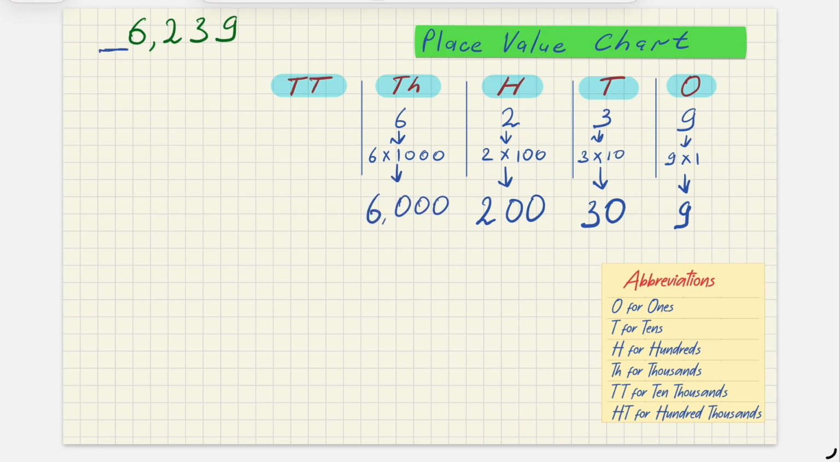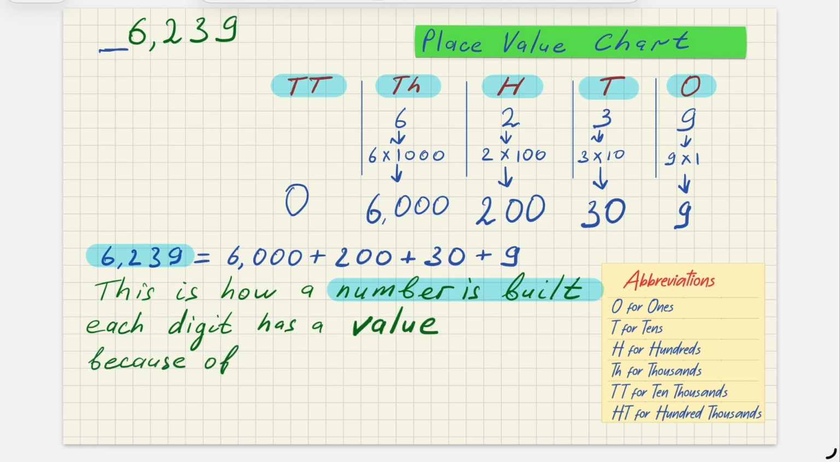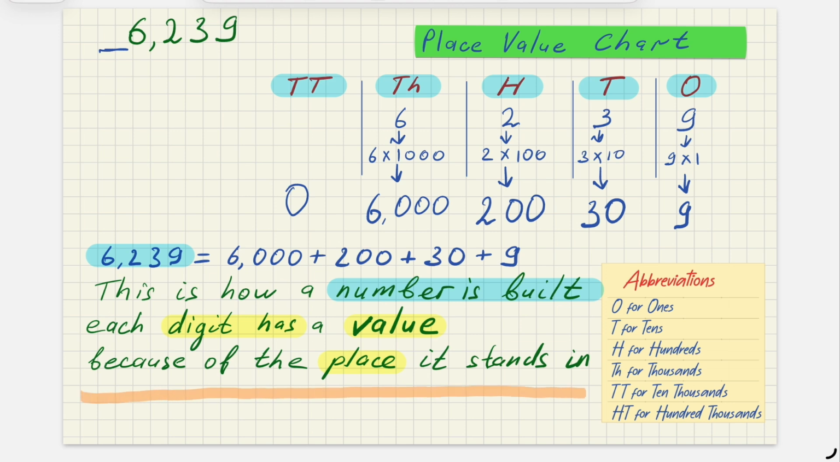Notice that there is no digit in the 10,000s place. That means we have 0 10,000s. So when we partition 6,239, let's break it into 6,000 plus 200 plus 30 plus 9. This is how a number is built. Each number has a value because of the place it stands in. Now that we understand digits, numbers, and place value, we can move forward to larger numbers and explain how they behave. Let's continue to our next topic of this lesson.